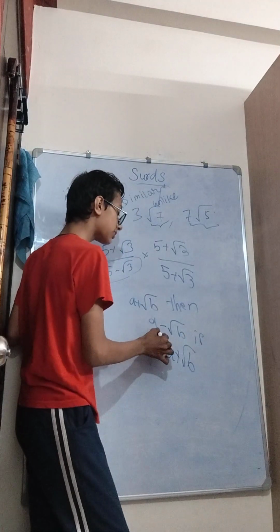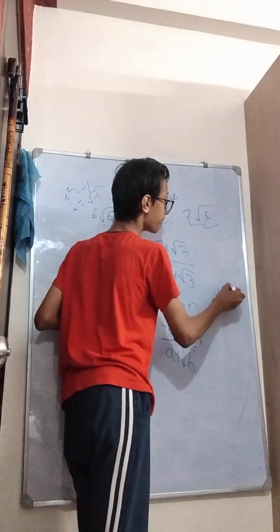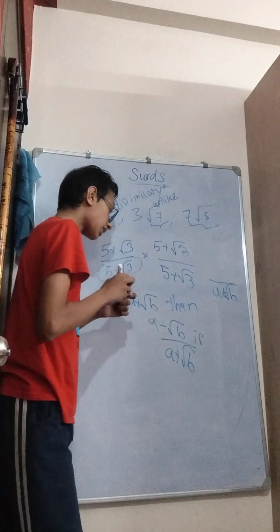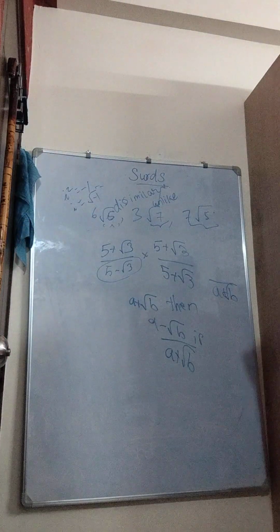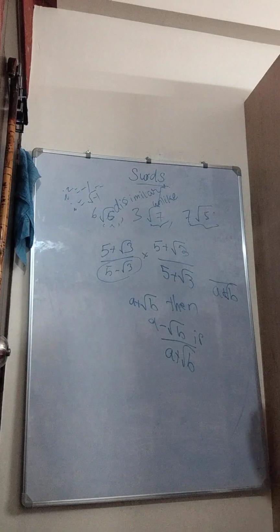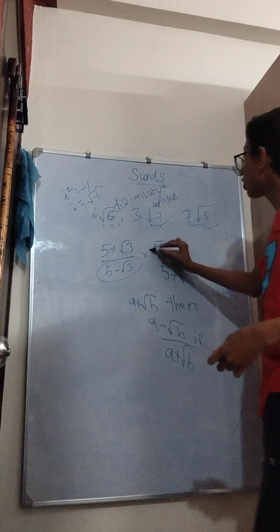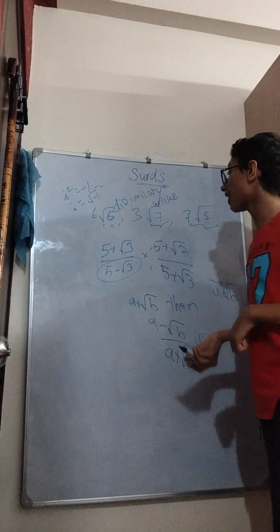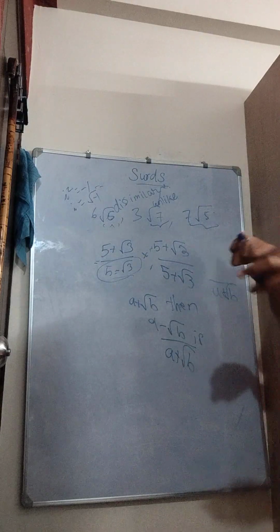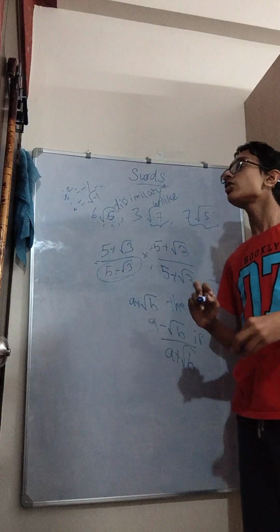The conjugate of a plus root b is denoted by a plus root b bar. Now, what is 5 minus root 3 bar? The conjugate of 5 minus root 3 is 5 plus root 3. So I will multiply on both sides to make an equivalent fraction. Down below I get minus here, plus here. So a minus b into a plus b is a square minus b square. So 5 square minus root 3 square.